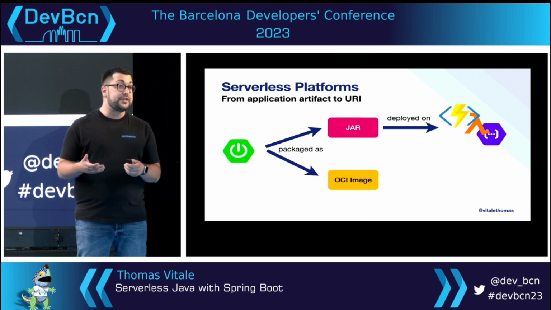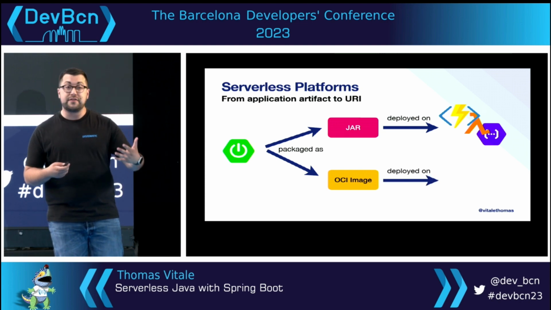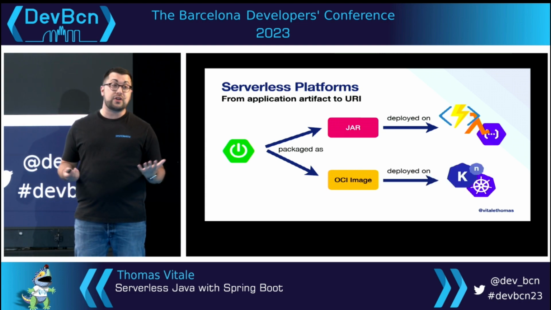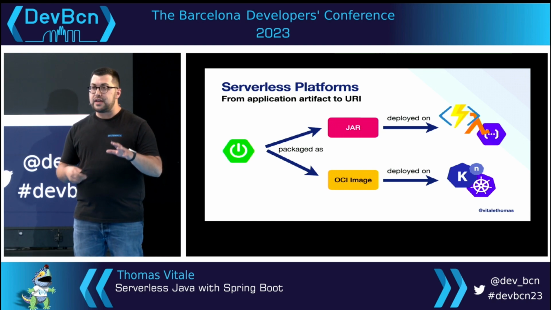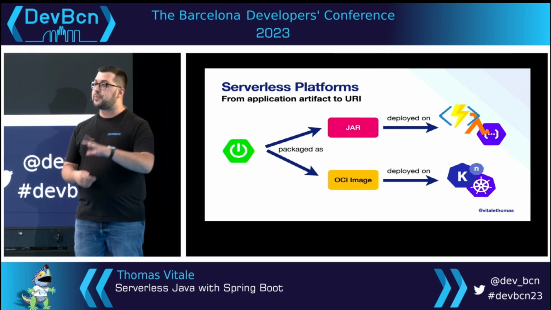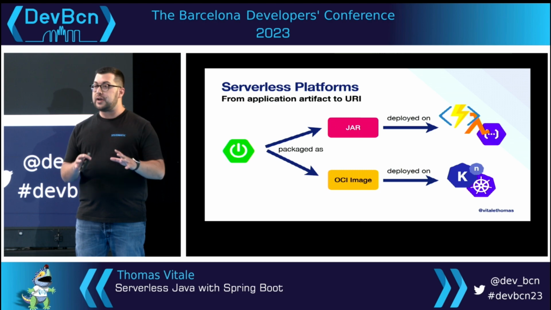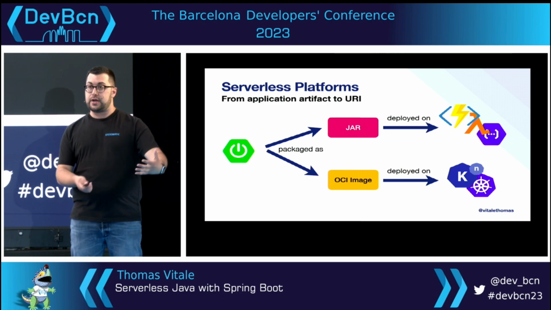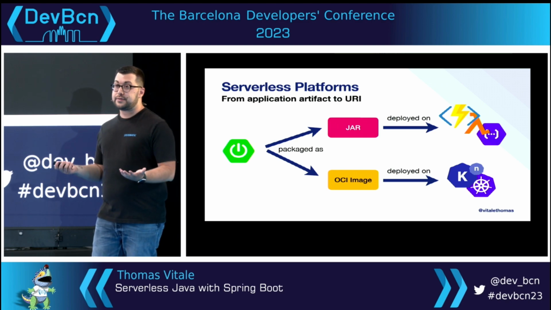Or maybe I package it as a container image. That's also an option. And then I can deploy my application on a platform based on Knative on top of Kubernetes. So the idea here is we provide an artifact to the platform, and the platform takes care of everything that is necessary to run the application and keep it running, including scaling to support more users, more use cases.